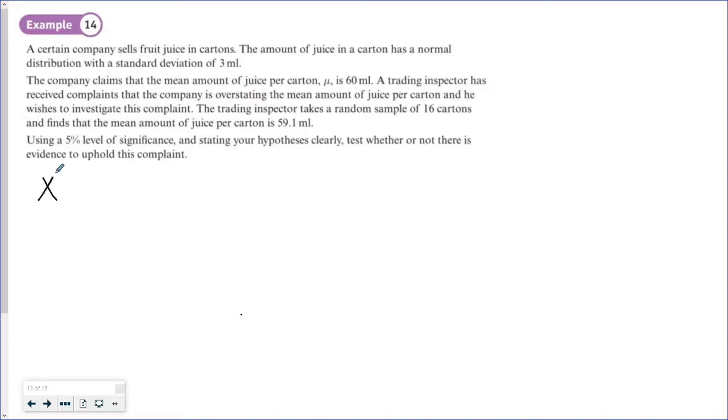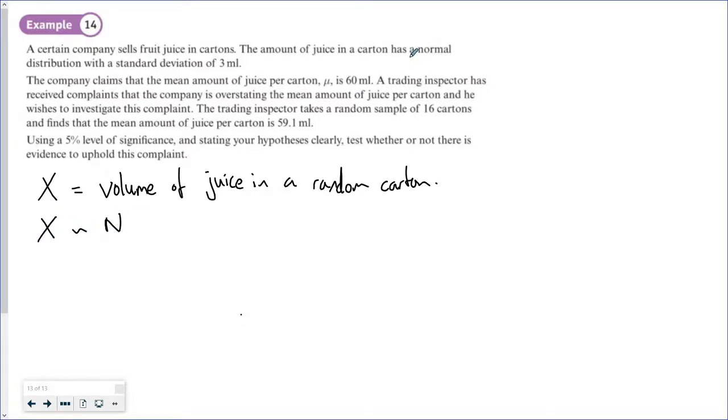So the first thing that we need to do is we need to always define a random variable. So we're going to define x to be the amount of juice in a random carton. Now we're told that x is normally distributed, because it says it here in the question. And we don't know what the mean is, so let's leave that for now. And we know that the standard deviation is 3. So here I need to put 3 squared because this parameter needs to be the variance. And we don't know what the mean is, the true mean, so let's leave that as mu.